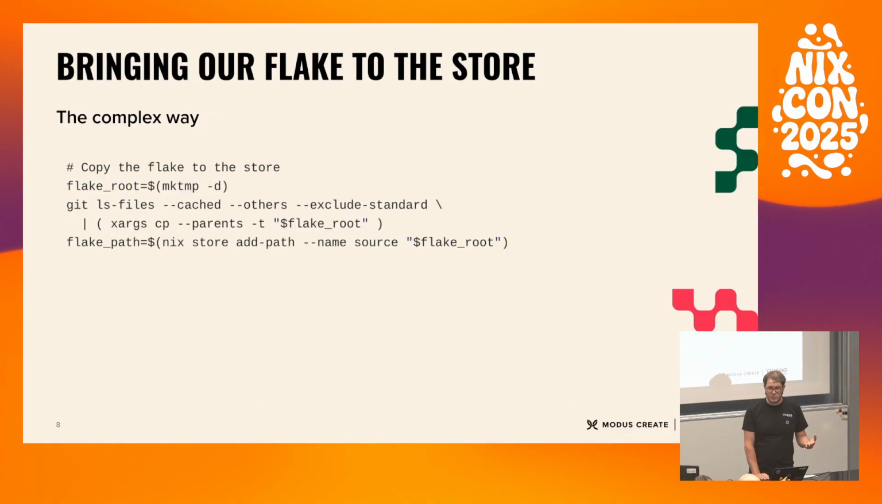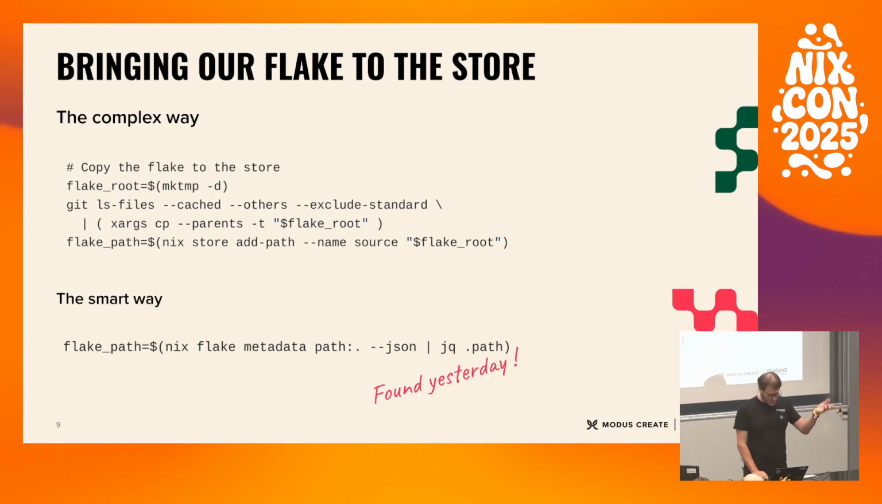But I found a very complex way because I had to replicate the git command with ls-files, because we want the files that are under version control, but we want the version that is currently in the workspace and not the one that is checked in. So you need to do all of that, and then you can copy it somewhere and then push that to the store. You need to name it source because that's how flakes are named.